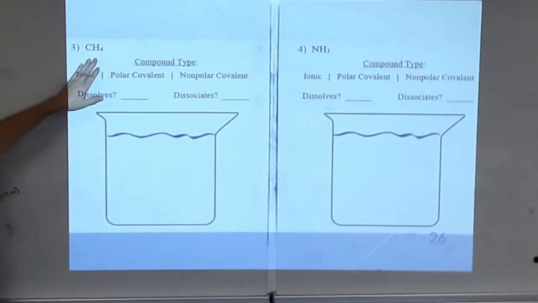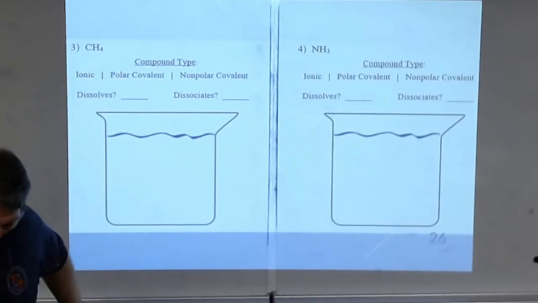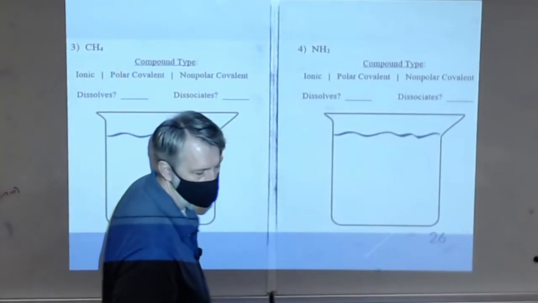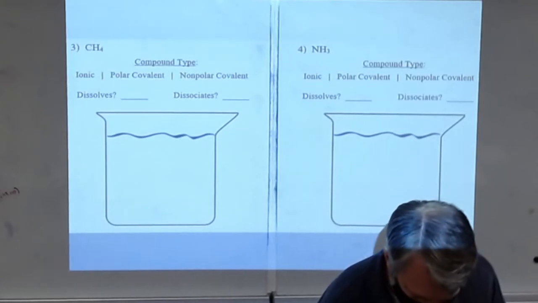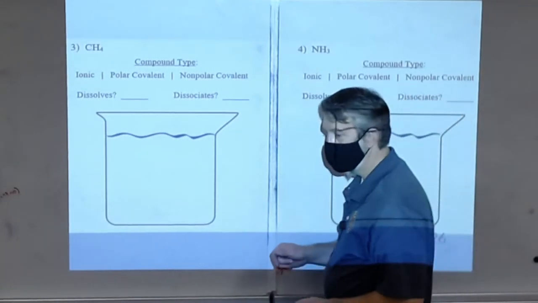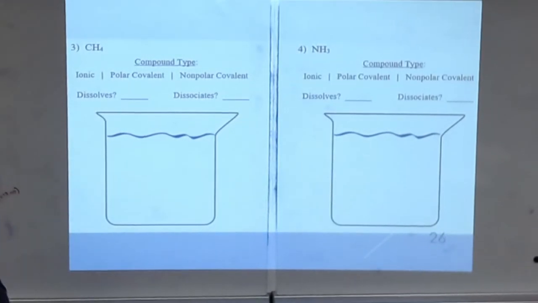So if I look at methane, methane is a covalent compound, right? It's all nonmetals. Is this going to be polar or non-polar? Non-polar. So if it's non-polar, it does not dissolve. Non-polar does not dissolve. Polar compounds, like ammonia, if we drew that out, we would know that ammonia would be polar. Polar compounds dissolve. All right. So covalent compounds do not dissociate, but they can dissolve.